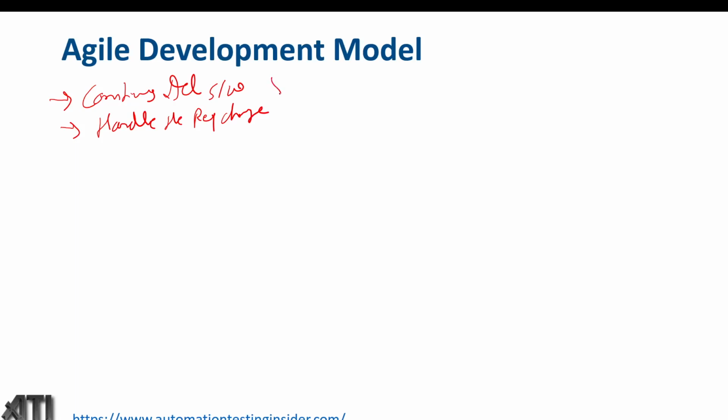Unlike in previous models, we have seen that we mainly focused on the documentation part, and they are not capable enough to handle the requirement change. But here in the agile development model, we mainly focus on continuous delivery of the software to the customer and handling the requirement change, the frequent requirement change in the software. So these are two important points about the agile development model.